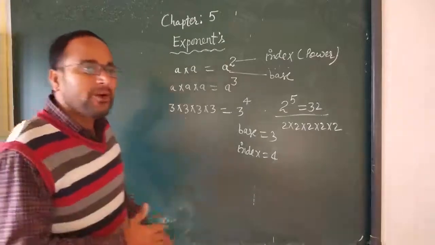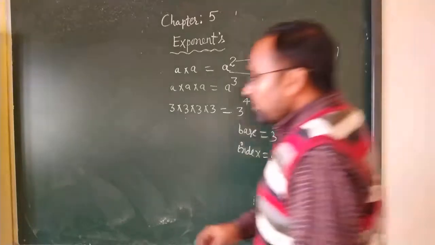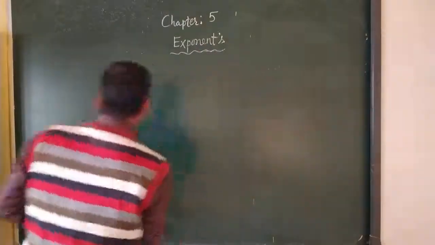Now, some important points related to exponents, students. See these points. First one: when the base is negative and the power is odd, that is, when the base is negative and its index is odd, then you always get a negative number.